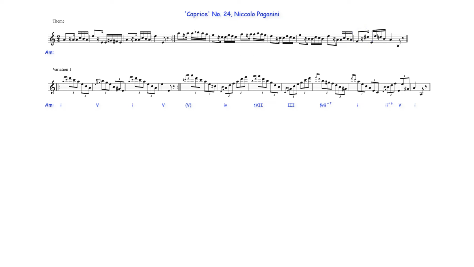Here also, the F and D sharp imply an incomplete augmented sixth chord, while the variation uses supertonic harmony.